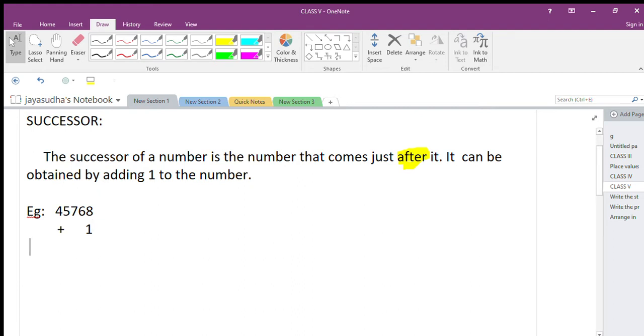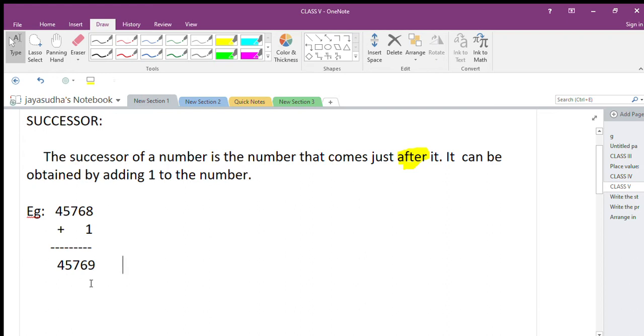Now you have to add to this number. What do you get for 8 plus 1? 8 plus 1 is 9. Okay, what about the rest of the numbers? The 6 as it is, then you write 7, 5, 4. Everything should be written the same. 45,769. Are you okay, children?